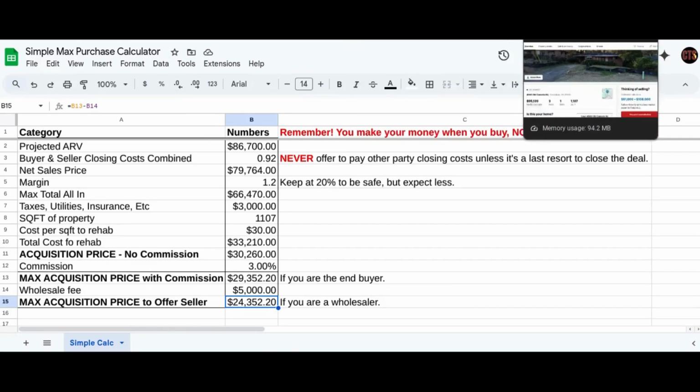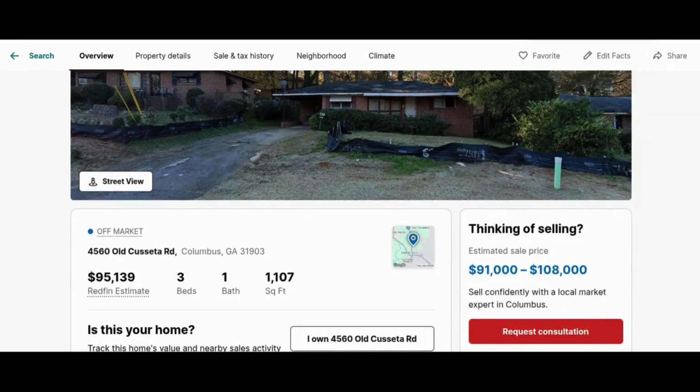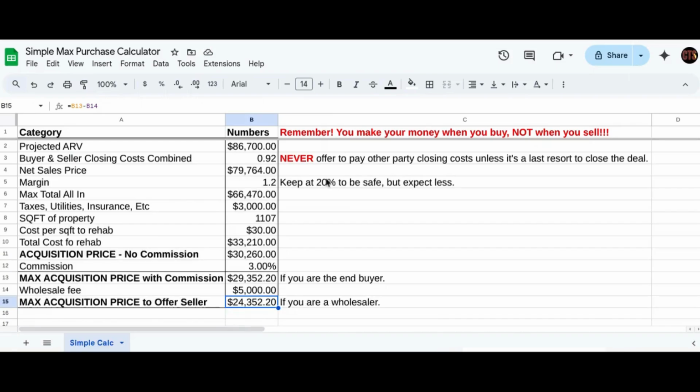Everything's trending down here. So let's go to Redfin, and they're saying 95,139. All right, so let's do 95,139. Okay, so acquisition, no commission, 36.7. With commission, 35.6. Wholesaler, 30.6, right? So there's some truth in this, but you've got to be very careful. Remember, these are static numbers. This isn't going to change. You need to stick to these, but you can change these.